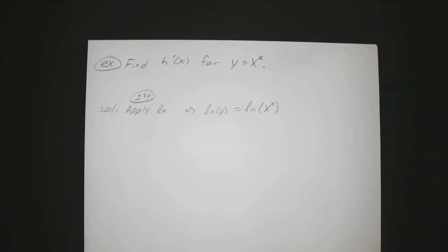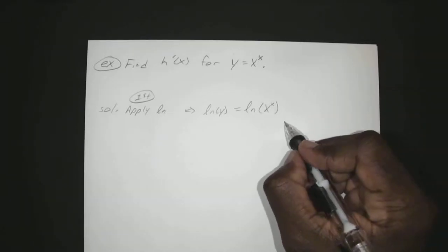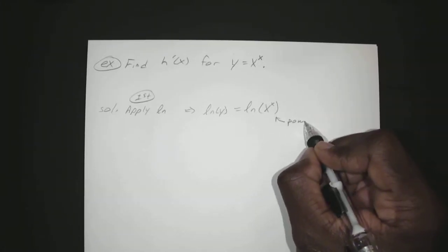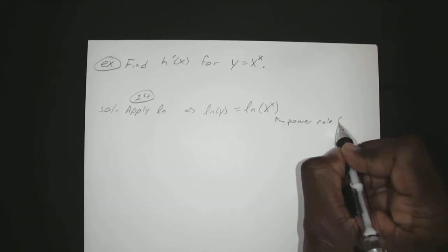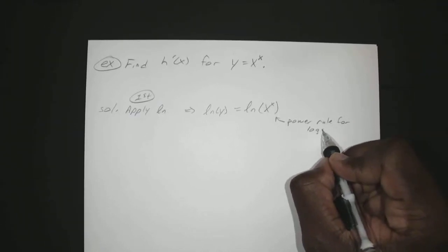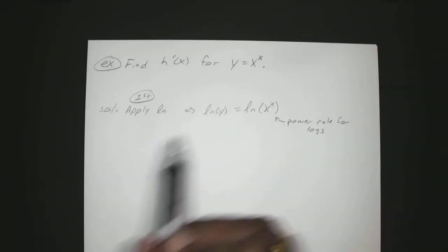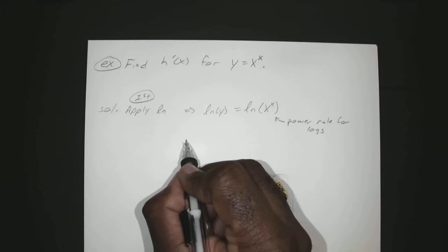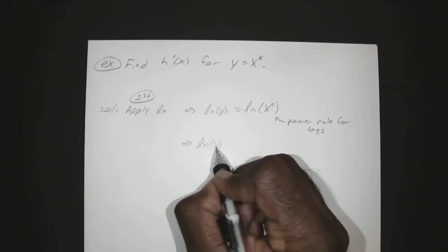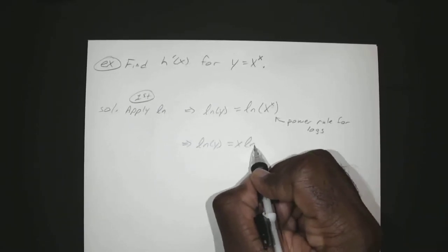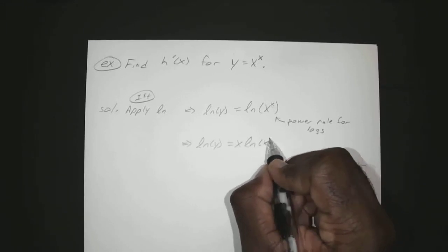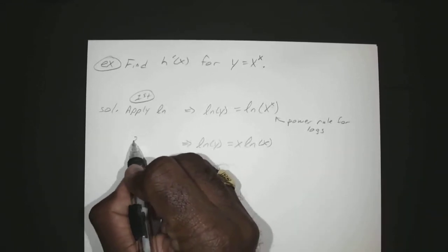Okay. And remember that power rule for logs. That x goes down to the front. So you have natural log of y equals x, natural log of x. Okay.